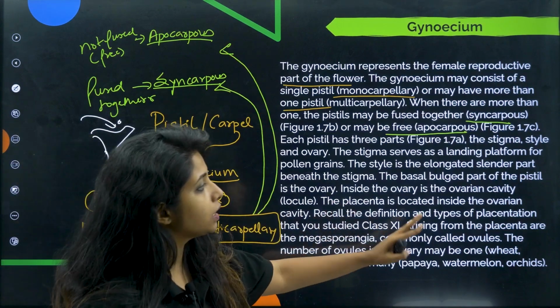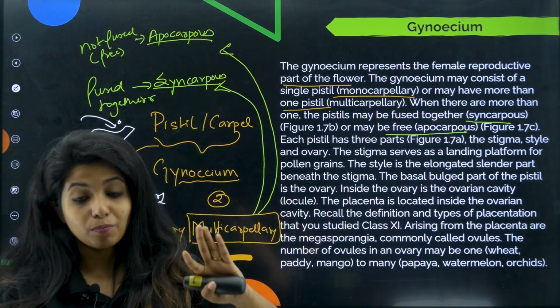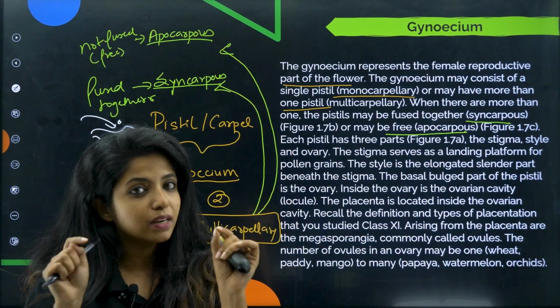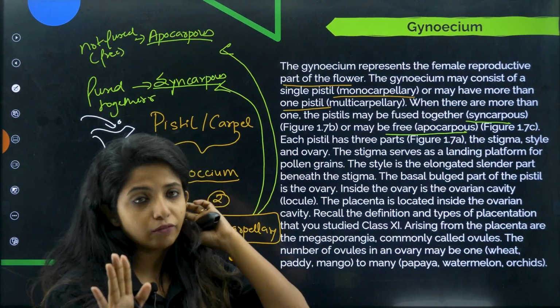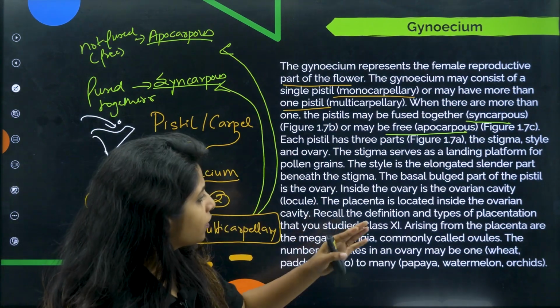The placenta is located inside the ovarian cavity. You have to imagine there is some placenta in the ovarian cavity. I will draw it for you, but you have to imagine. Now, recall the definition and types of placenta.